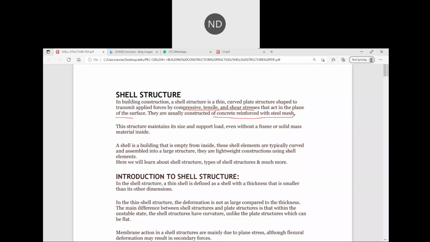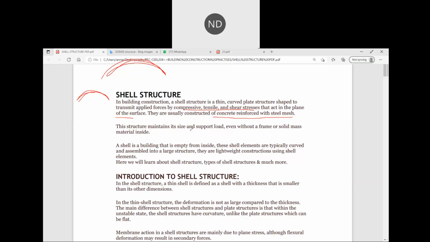Okay. Shell structures, basically, those structures we use in roofs, or in some indoor stadiums you may also have seen, or some stadiums, the dome kind of structure above any structure, the topmost roof. So those are your shell structures. It can be made up of a mixture of steel mesh and reinforced concrete.